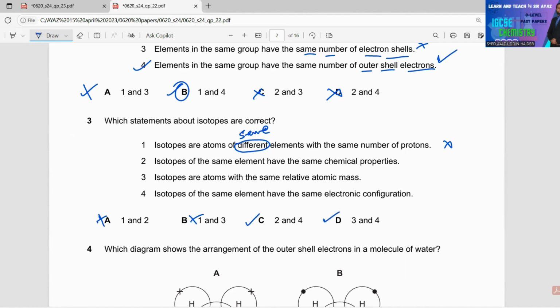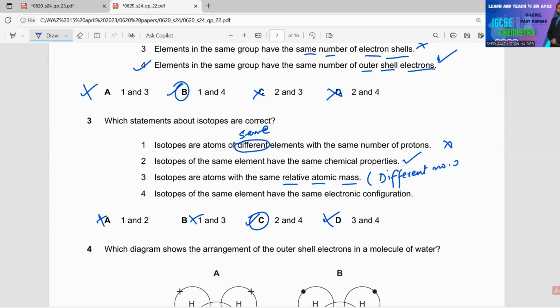Isotopes of the same element have the same chemical properties. Yes, this is correct because chemical properties depend on the number of electrons. As they are atoms of the same element, they definitely have the same number of electrons, so they must have the same chemical properties. So 2 is correct, and definitely C must be the right answer. D should be incorrect. For your convenience, I am reading the other statements also. Number 3, isotopes are atoms with the same relative atomic mass. This is incorrect. They definitely have different relative atomic mass because they have different numbers of neutrons.